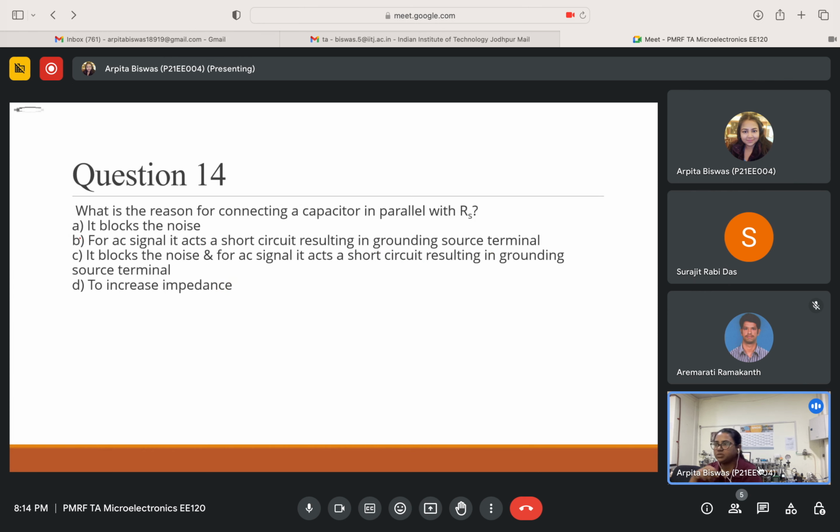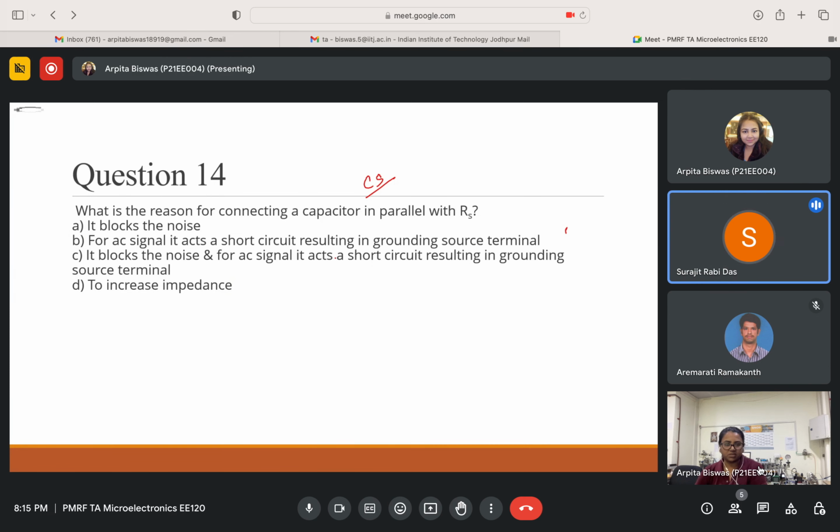This is the question number 14. What is the reason for connecting a capacitor in parallel with RS? It is for the common source. So first option, it blocks the noise. Second option, for AC signal it acts as a short circuit resulting in grounding the source terminal. The third option is blocks the noise. For AC signal it acts as a short circuit resulting in grounding source terminal. Or option D is to increase the impedance.